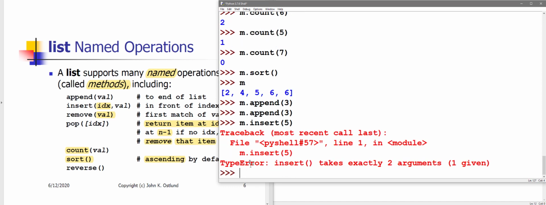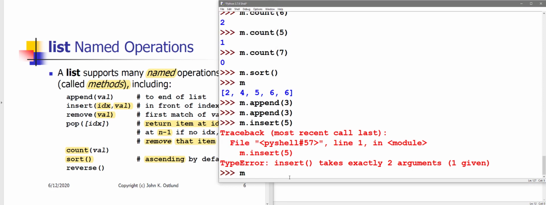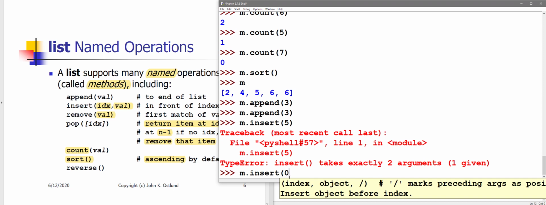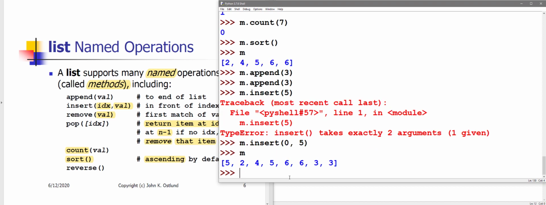Hello. Oh, I made a mistake. I forgot to specify both an index and a value to be inserted. So I need to say m.insert. I meant to insert this at position sub 0. So now I'm inserting my 5 at position sub 0. All right, I've modified my list M now with 2 appends and an insert.